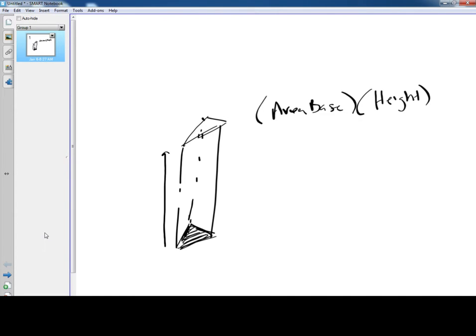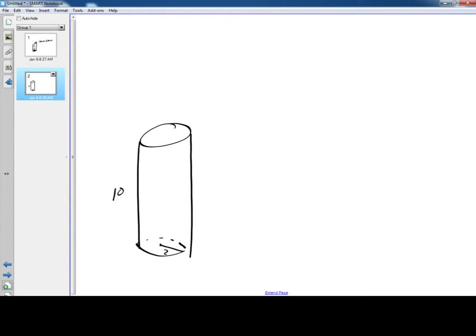You understand that? So if I did have a cylinder, and let's call the radius 2, and we'll say the height is 10. Again, this is a right geometric solid. We call it a cylinder. We find the area of the base, and then multiply by the height. That's simple. In this case, the base is not an oval, it's a circle. To find the area of a circle, it's pi times radius squared. My radius happens to be 2, so I've got 4 pi for my base.